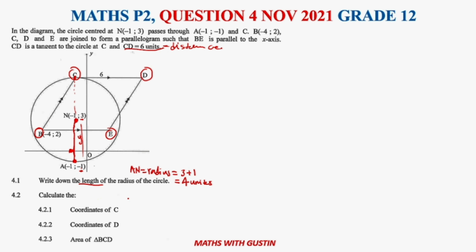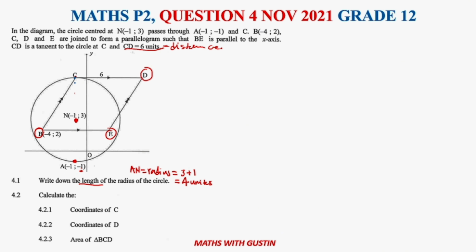4.2 says calculate the following, following on from 4.1. 4.2.1 says calculate the coordinates of C. The coordinates of C are here. I've already promised you guys that whenever I move to the next question, I'll use a different color. Here's C here. Let me remove these ones from the previous question, so that it is easy for you guys to see and follow.